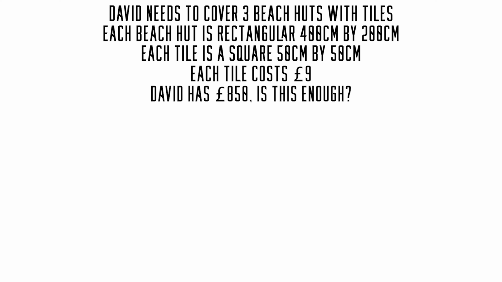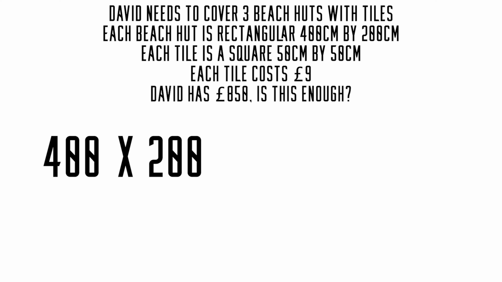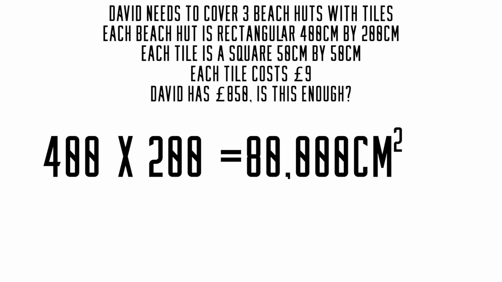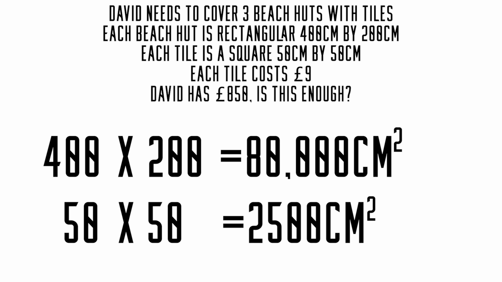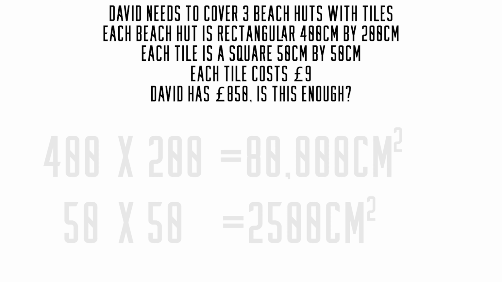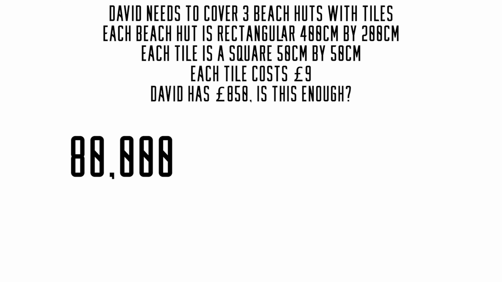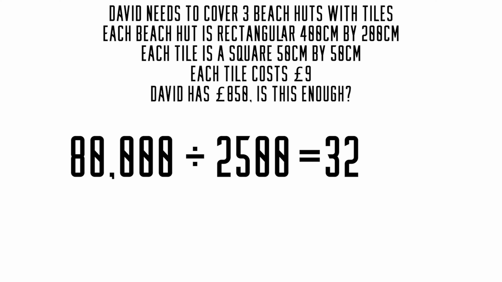We will start by working out the area of the beach hut. 400 times 200 equals 80,000 centimeters squared. We will then work out the area of each tile, which is 50 times 50, which will give us an answer of 2,500 centimeters squared. We can now try to find how many tiles will fit into the area of the beach hut. We can do this by taking 80,000 and dividing it by 2,500. When we do so, we have an answer of 32.